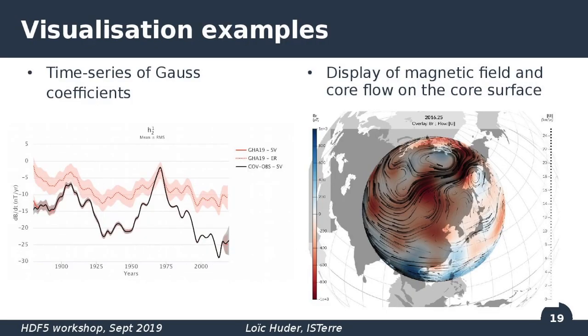As you remember, we have Gauss coefficients that are forecast in time and corrected. We can look at the time series of these Gauss coefficients to see how they evolve in time. And as you remember, these Gauss coefficients are used to reconstruct the magnetic field. So we can display the magnetic field here as a color map on the surface of the core, and also the core flows, shown here in streamlines, to see the interplay between the magnetic field and the flow, and to explore the result of our computation, how it evolves in time, and so on.